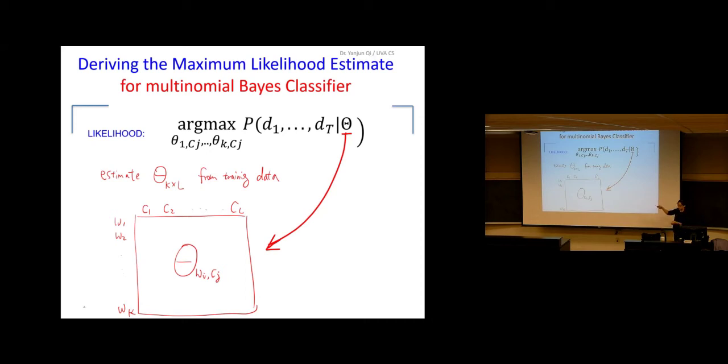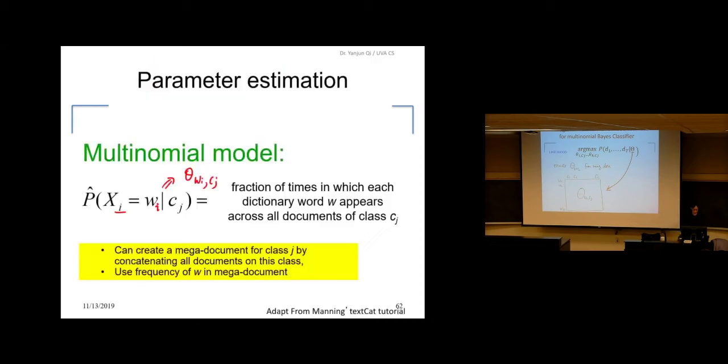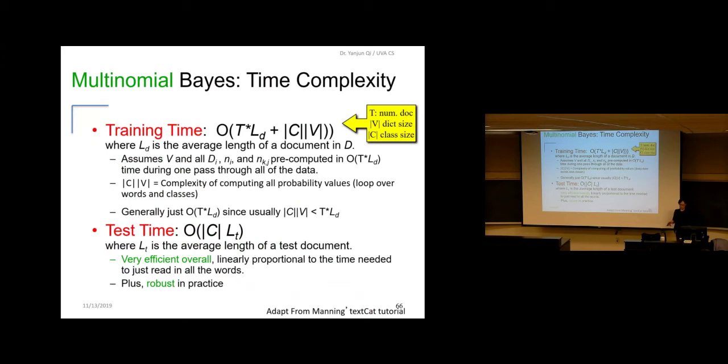If it's W2, W2 gets +1 count, right? Think about this. For C1, you have a mega document. You create a hashing. You just keep adding +1 when you meet W1 or WK, whatever. Just one pass of the C1 document, and you get that column vector. Then you do C2, up to CL. This actually means only one pass of all the data. And the cost is, assume you have T documents, the average length is LD, the cost is only T times LD.